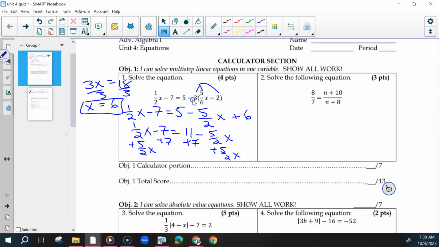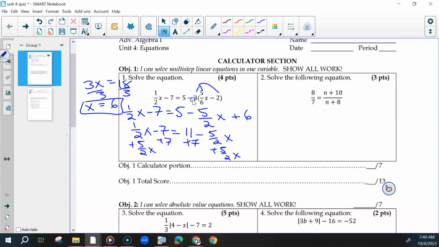So the 4 points on that one were: did you distribute? Did you solve correctly, however you chose to solve? To get the correct x term and the correct final number before you divided to get that final answer. Questions on that one?